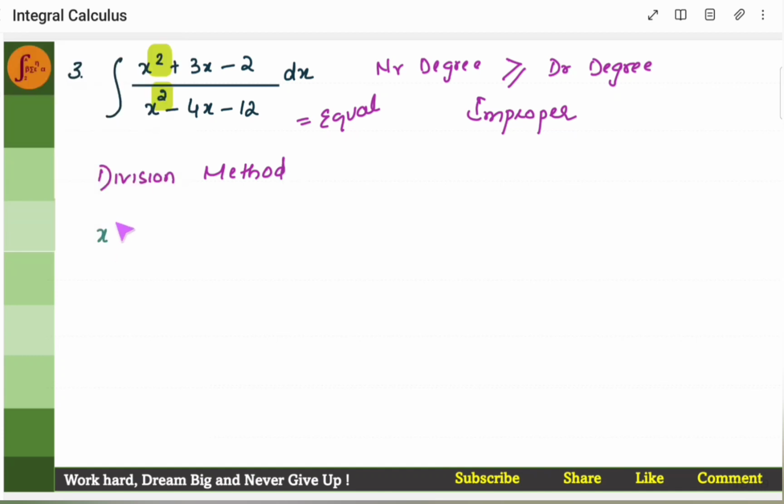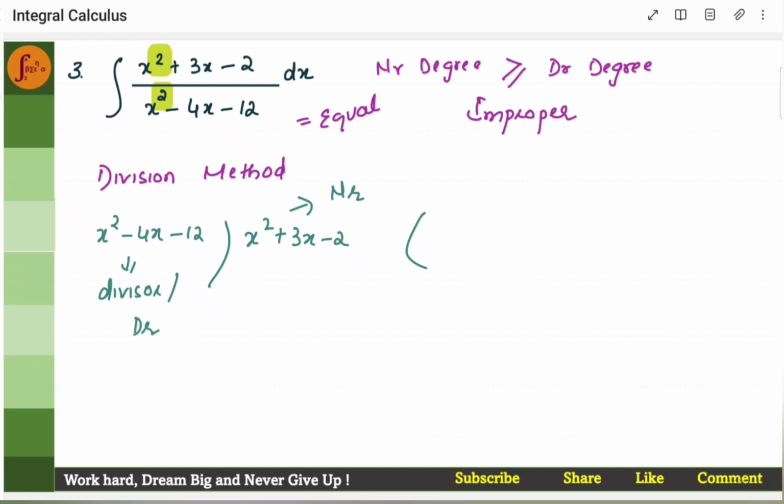That is nothing but you take the denominator or divisor, right? This is divisor. Put the numerator here. This is the numerator. This is the denominator. I have to get x square. To get x square, with what should I multiply x square with? 1. X square into 1 is x square. Now we'll multiply this 1 with this entire expression. So it will be minus 4x minus 12. Now I'll put minus. So x square and x square will get cancelled now.